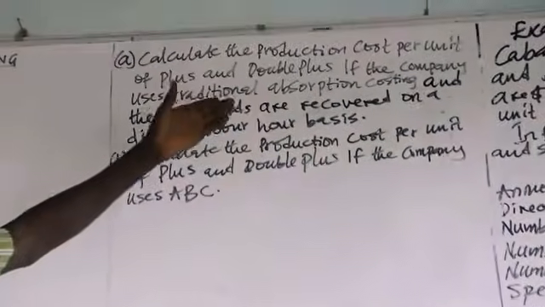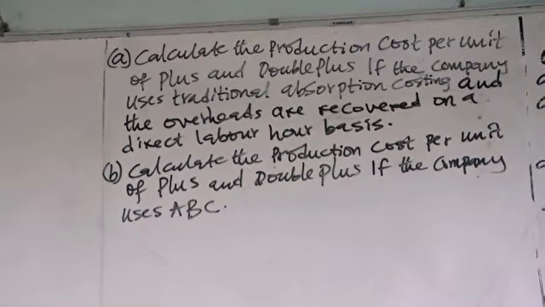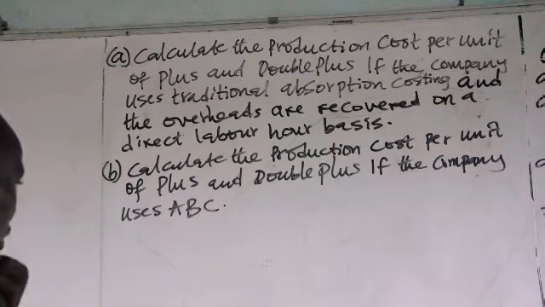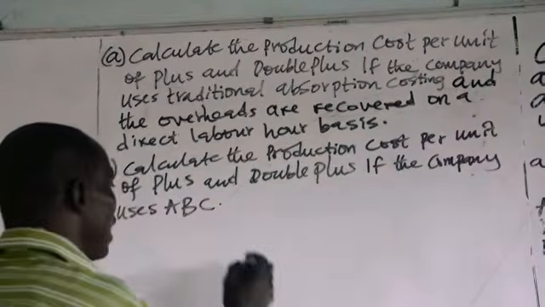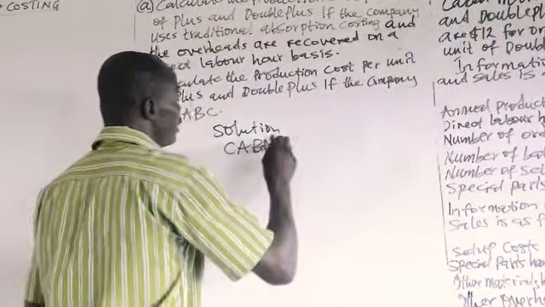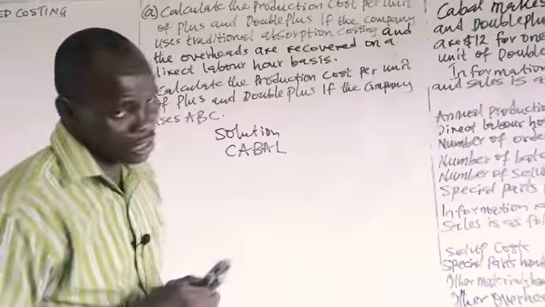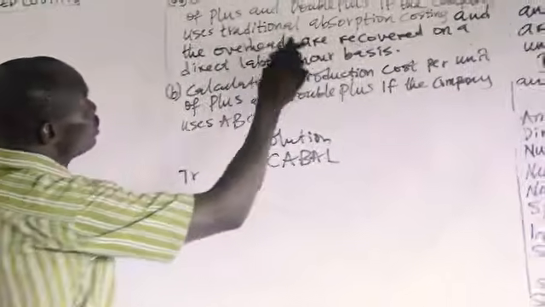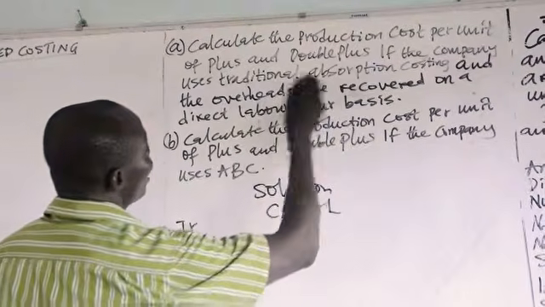A, calculate the production cost per unit of Plus and Double Plus if the company uses traditional absorption costing and the overheads are recovered on a direct labor hour basis. B, calculate the production cost per unit of Plus and Double Plus if the company uses ABC. So, that is for Kaban, the name of the entity that makes and sells two products. In A, you are to use traditional absorption costing.